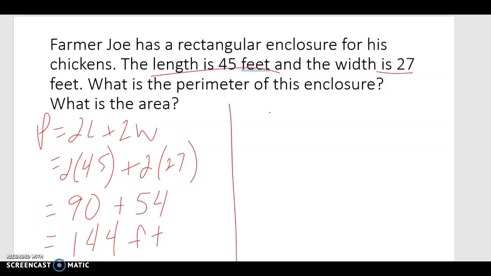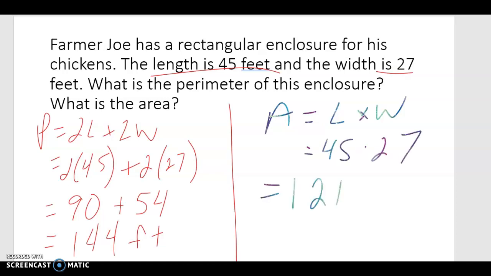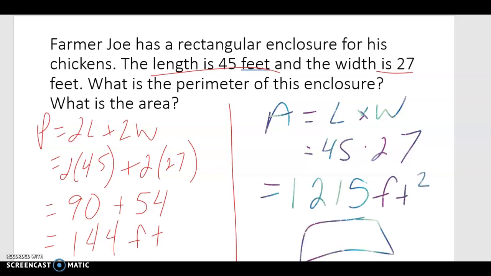Now, the area is simply length times width. So the length is 45. Let's multiply by the width of 27, and we get 1,215 feet squared. That simply means if we would take this and block it off into squares that were a foot on each side, there would be 1,215 of them in this enclosure.